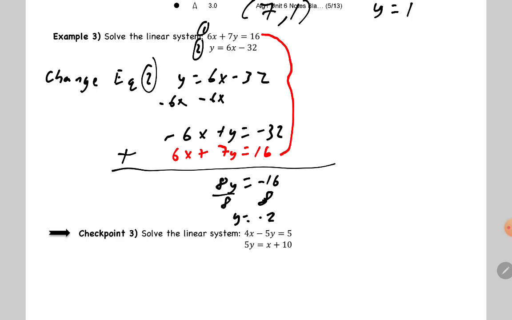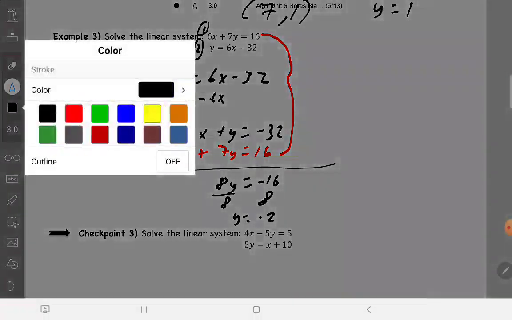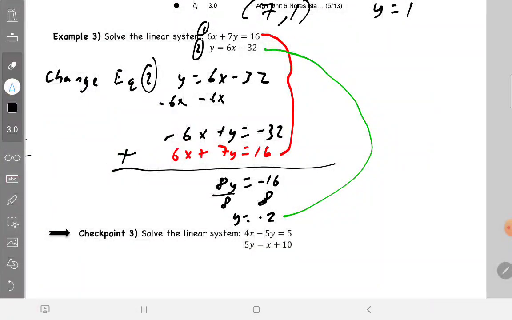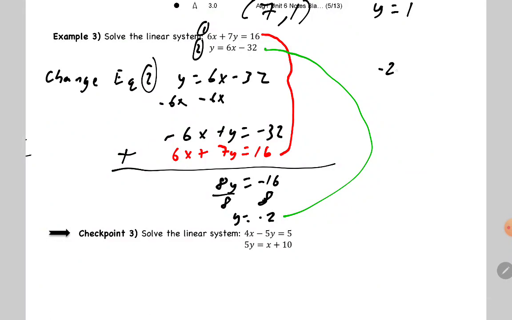We're going to plug these back in to one of the equations. It doesn't matter which. This time, I'm going to plug it back into the green here, the second equation. So y, which is negative 2, equals 6x minus 32. I'm going to add 32 to both sides and get 30 equals 6x. What times 6 is 30? And that would be 5.